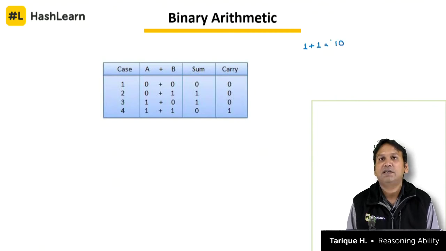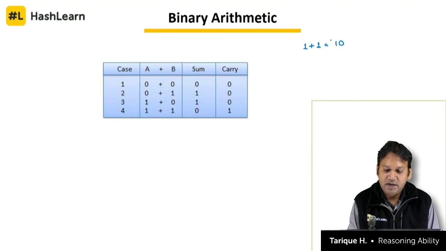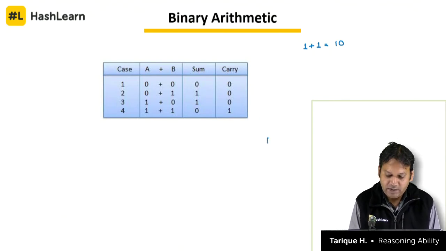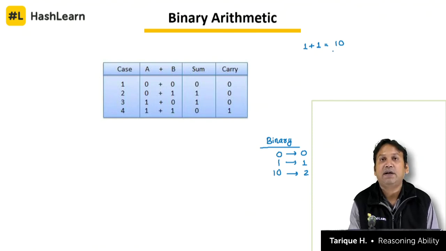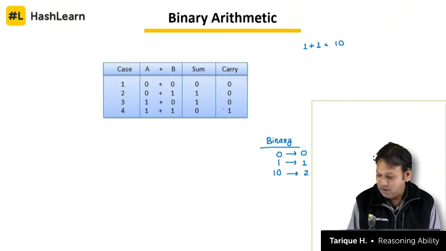Why do we say 1 plus 1 is equal to 10? Because in the binary number system there is no 2. We just have 0, and then we have 1, and then we have 10. So this is 0, this is 1, and this is 2. So the equivalent of 2 is 10. So 1 plus 1 is 2, but we know 2 is 10 in binary, and we can't write 2 digits, so we write 0 and carry 1. Did you understand? Okay, very simple.